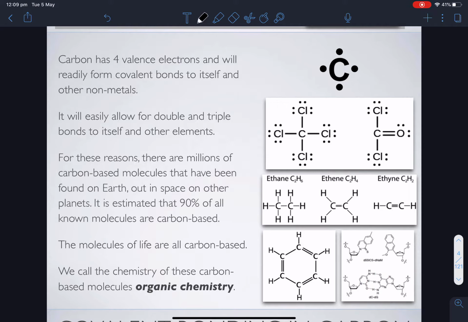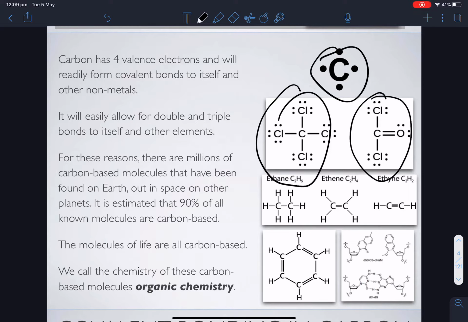I'll shut up there. So I've put some images in here of carbon bonding in different ways. There's a carbon Lewis structure up the top. We've got carbon tetrachloride, carbon single bonding with 4 chlorines. We've got a double bond there with oxygen. We've got ethane, ethene, ethyne, which we're going to learn about more later. So single, double, triple bond there.